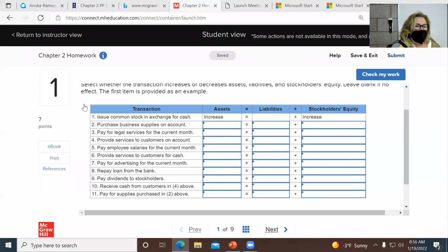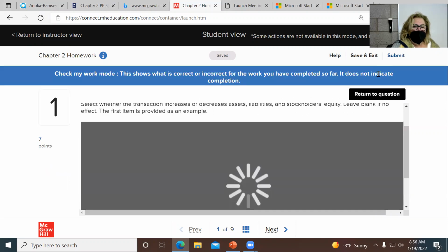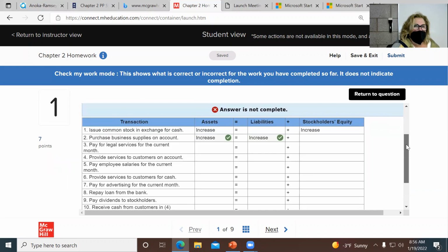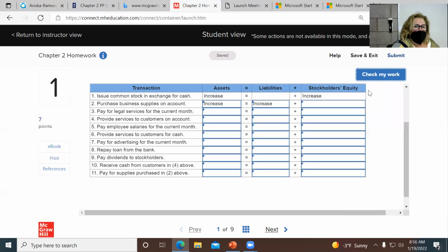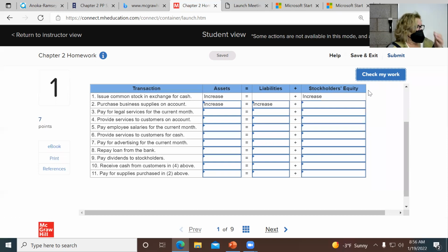So guys, purchase business supplies on account. What happens to our assets? They increase. What else happens? Liabilities increase. Do you see I can go and check my work? Any questions on that? Is it clicking? Does it make sense why our assets, supplies are increasing and then our liabilities, accounts payable increases.